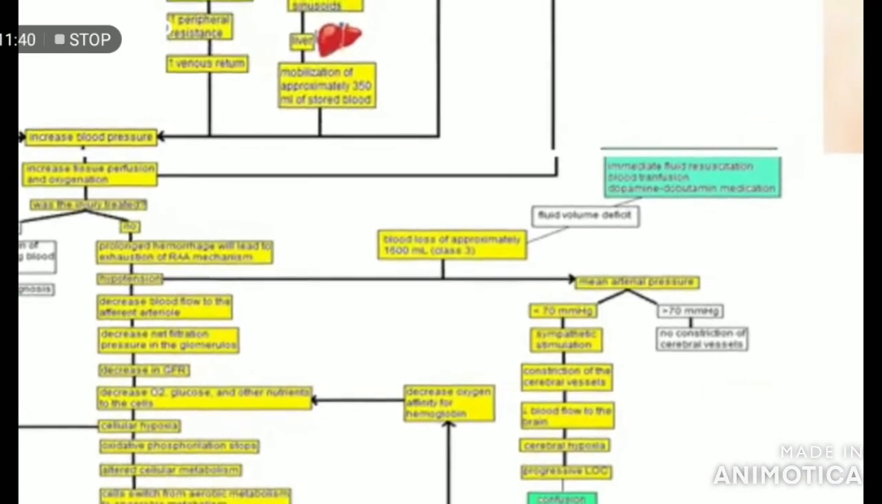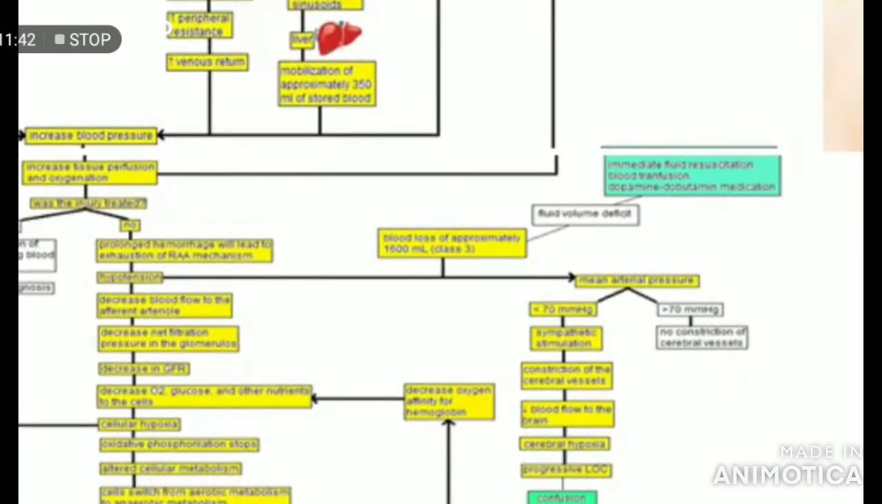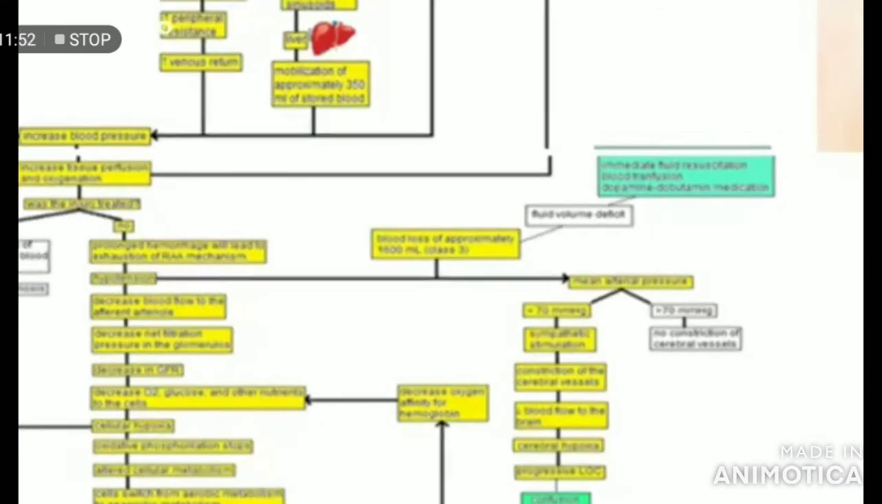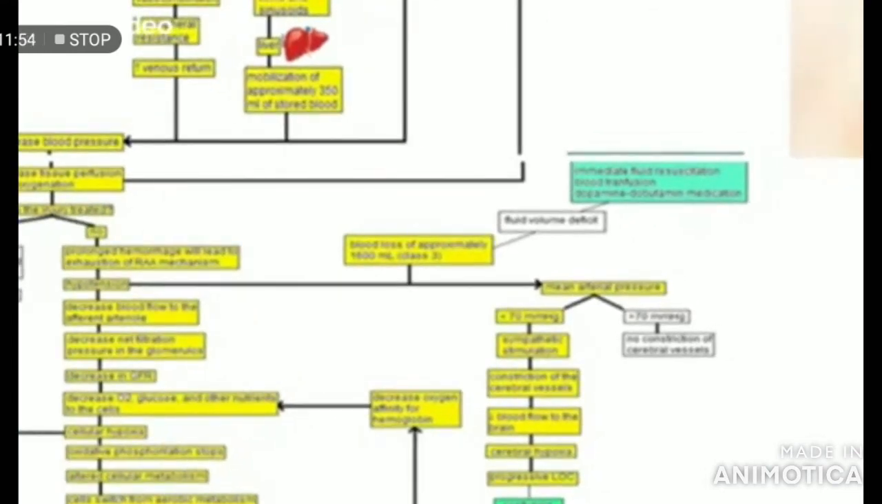In this part, blood loss has reached approximately 1,600 ml, which is classified as class 3. Then the nursing diagnosis for this would be fluid volume deficit, and medical care would be immediate fluid resuscitation, blood transfusion, dopamine, and medication.